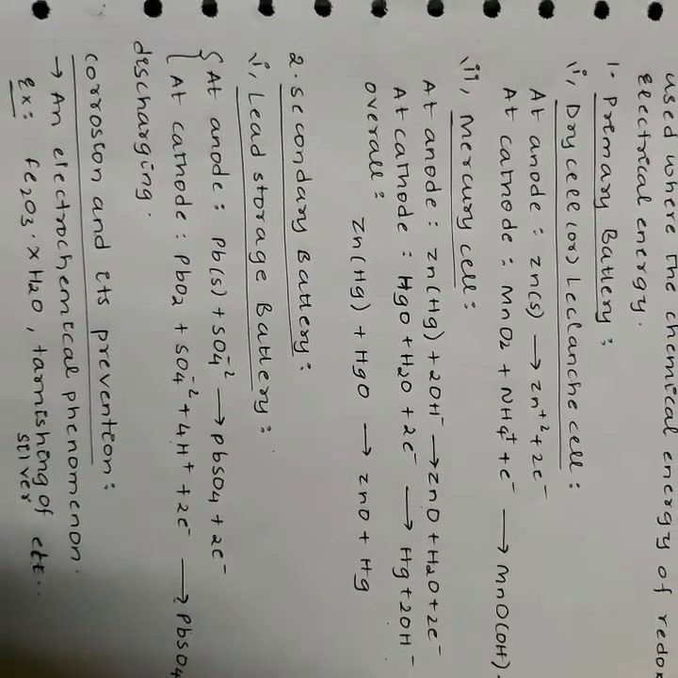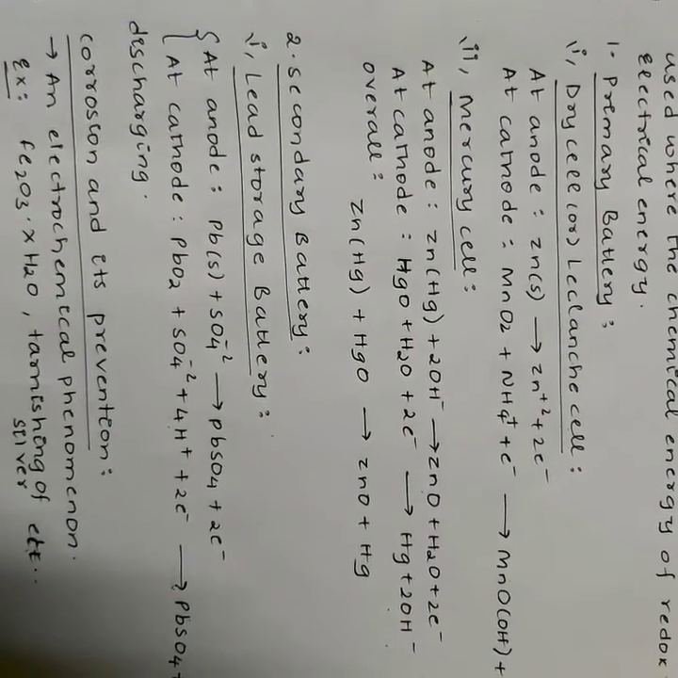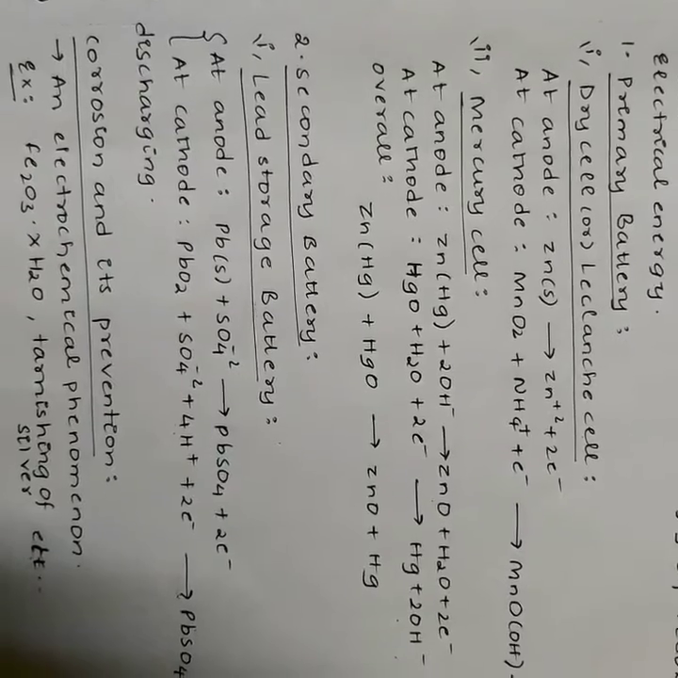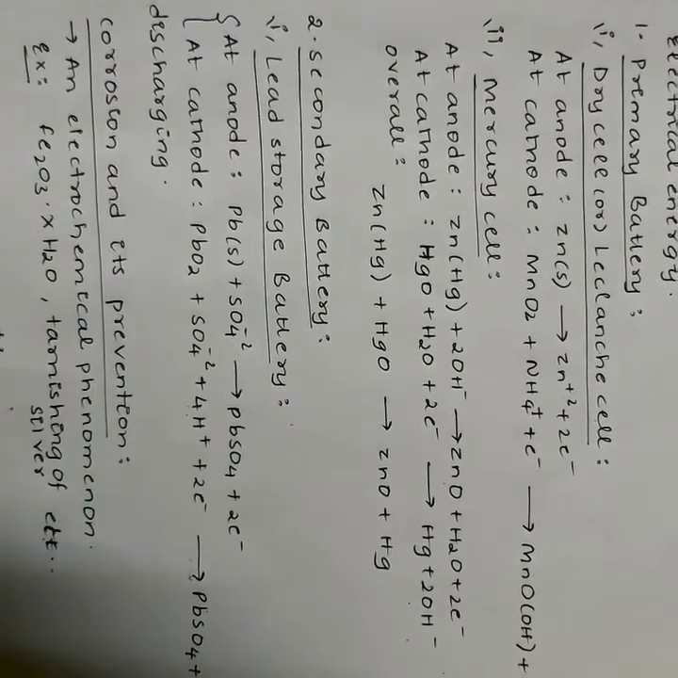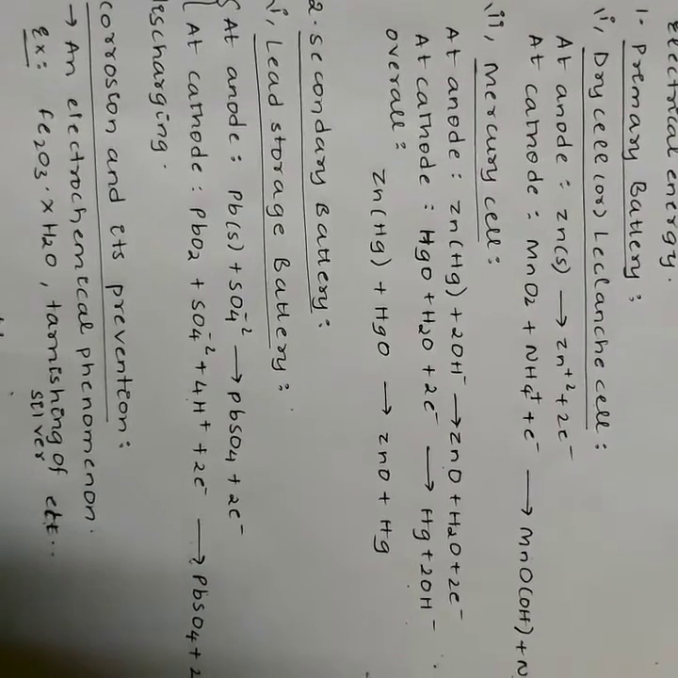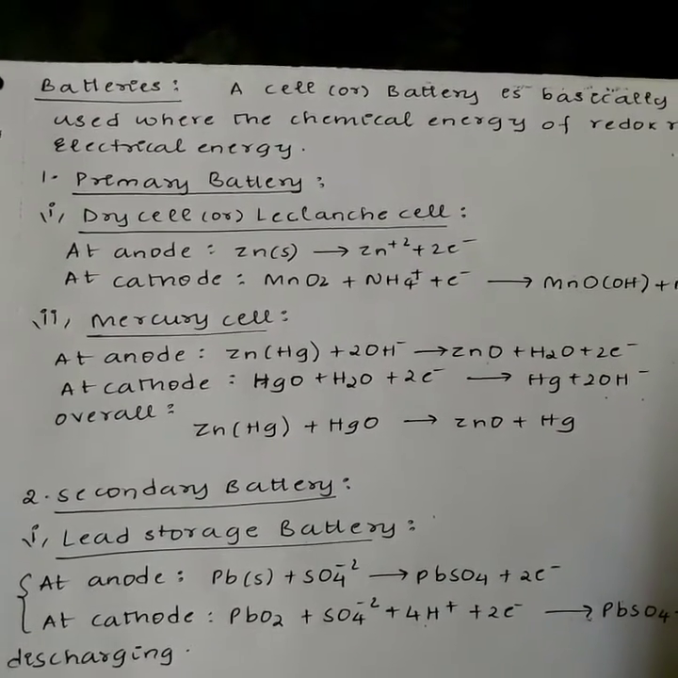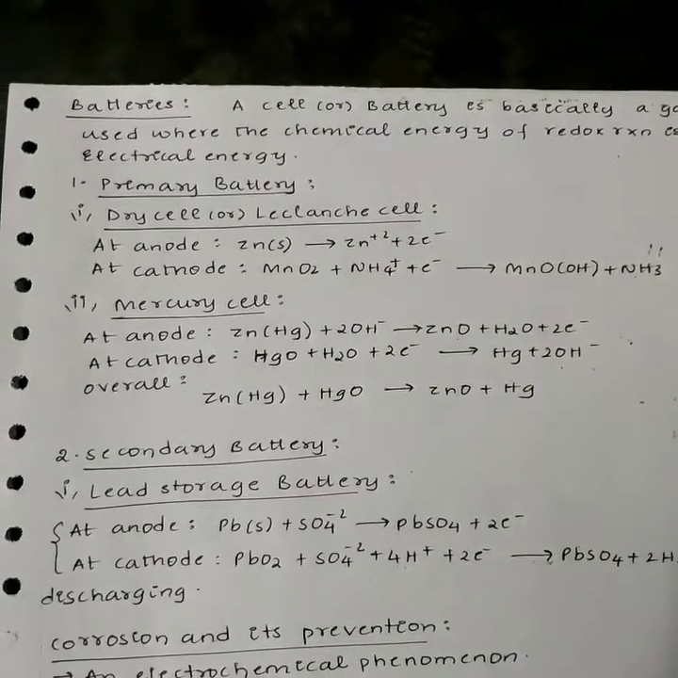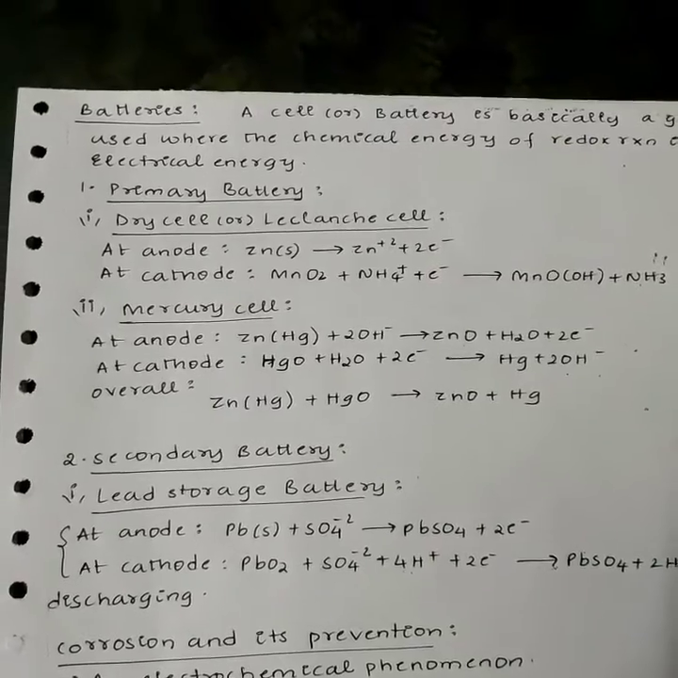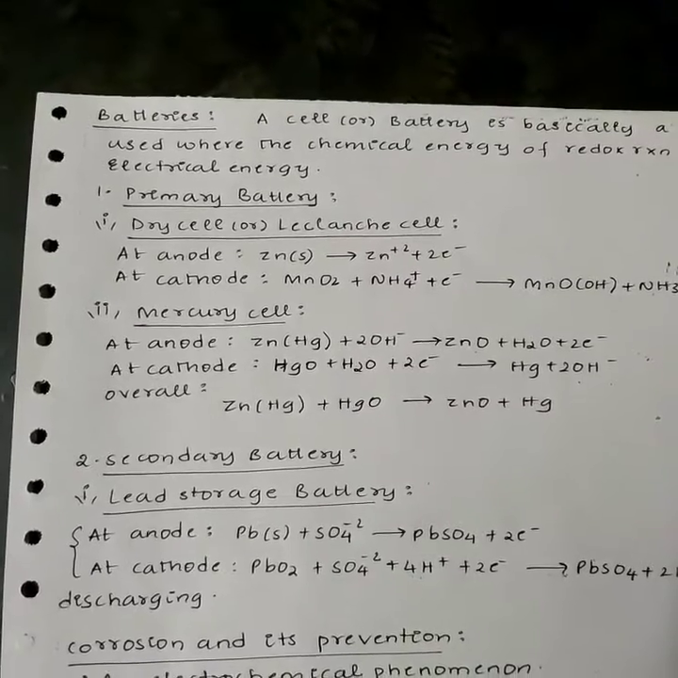First cell is dry cell or Leclanche cell. It is also a primary voltaic cell. The electrode reactions involved are as follows: at anode, zinc is oxidized. At cathode, MnO2 plus NH4+ plus electron gives rise to MnOOH plus NH3. Here the zinc container acts as the anode, and the cathode is a carbon, that is graphite rod, surrounded by powdered manganese dioxide and carbon. The space between the electrodes is filled by moist paste of ammonium chloride, that is NH4Cl, and zinc chloride, ZnCl2.